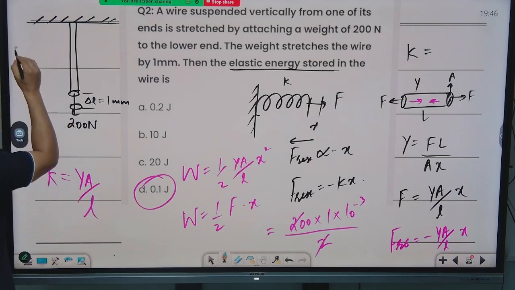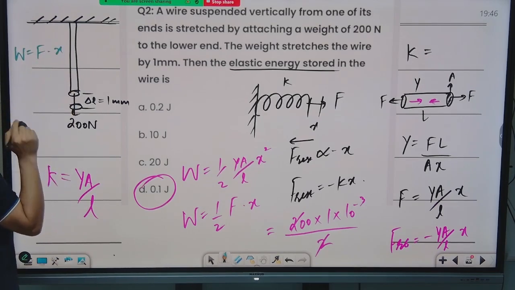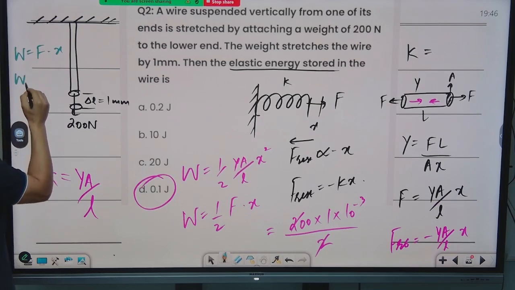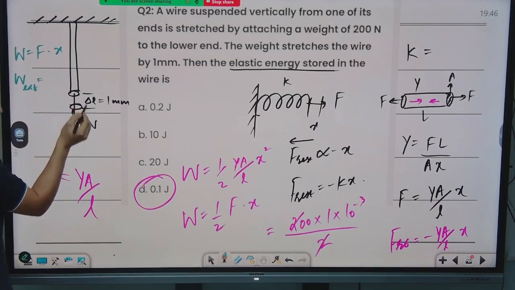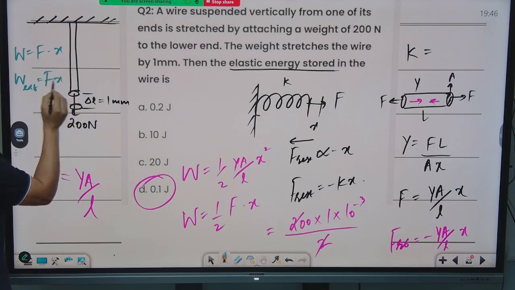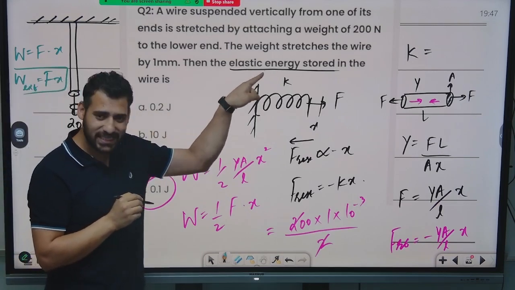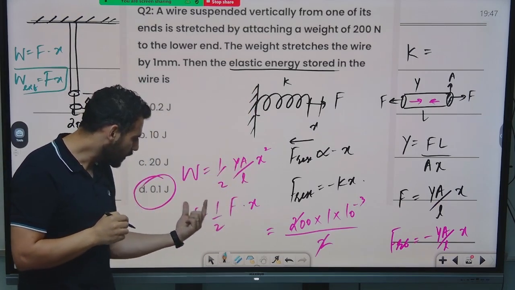Work is equal to what? Force times displacement, isn't it? So what work did you do? The force you applied was 200 and the displacement was 1. For example, it was F times x, isn't it? But when asked to find the elastic energy stored in the wire, what are you doing?